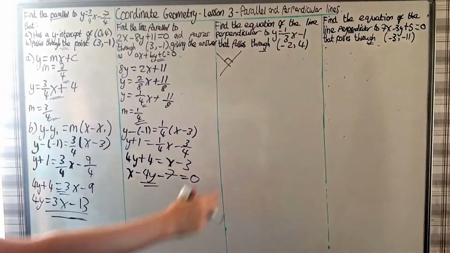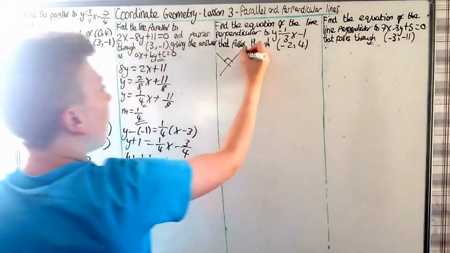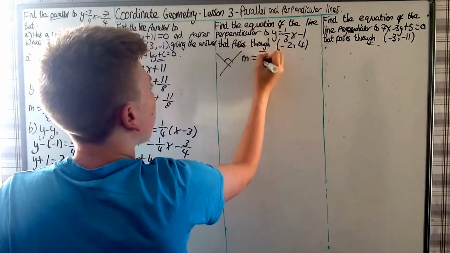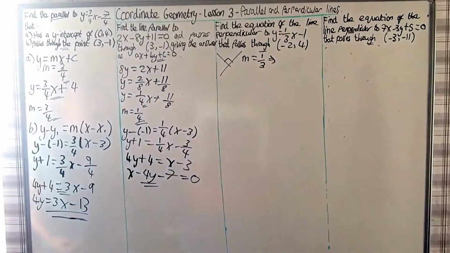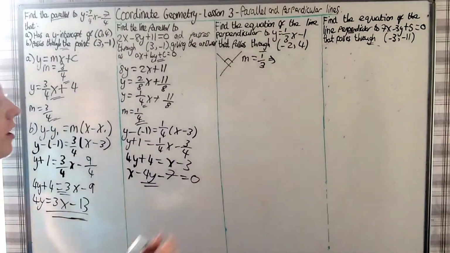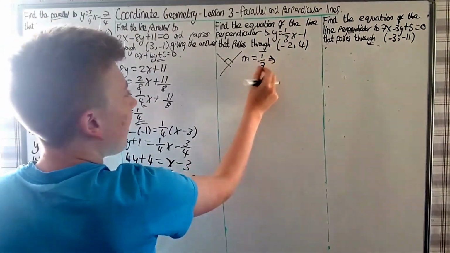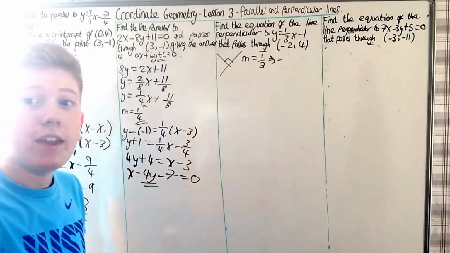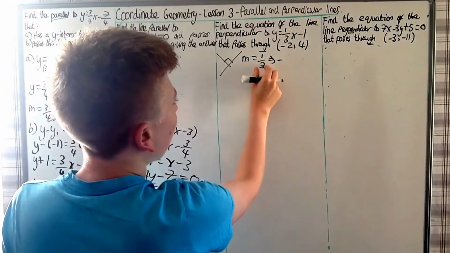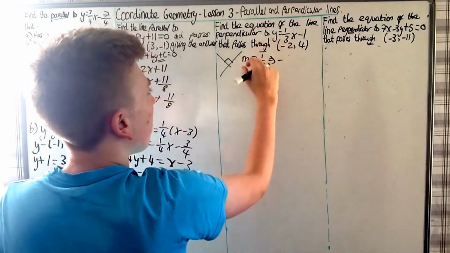So what I mean is, we've got this in the form y equals mx plus c. If this was a parallel line, we'd say the gradient was a third. But it's not. We need to take the negative reciprocal, because it's perpendicular. So all we do is we make this a negative, because it's positive. If it was negative to start with, we'd then make it positive, okay? So we make this a third negative, and then we flip the fraction over.